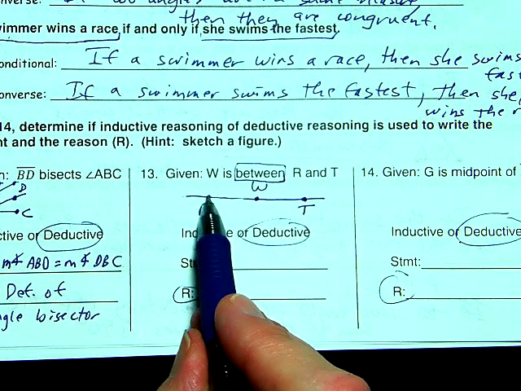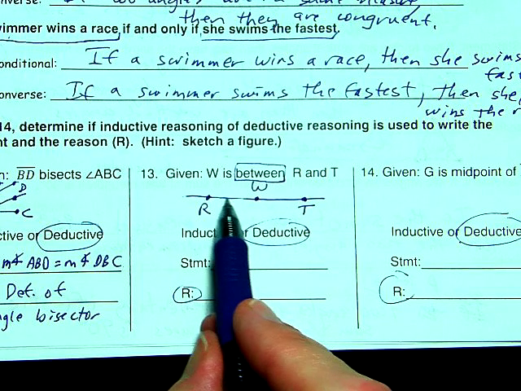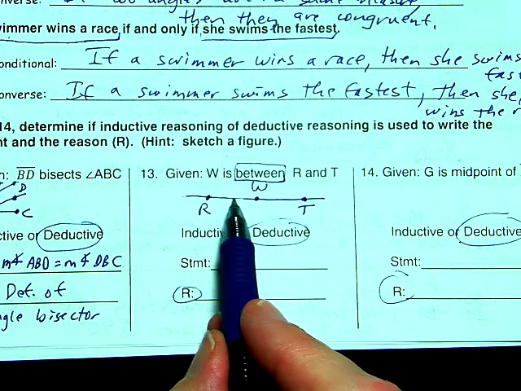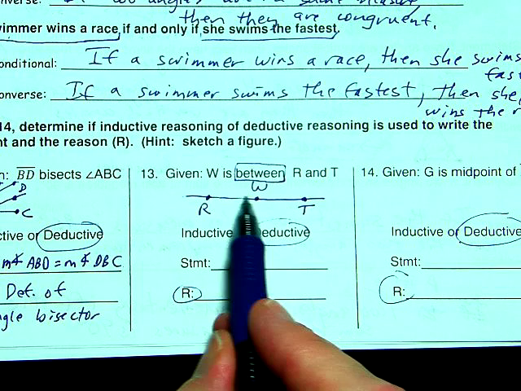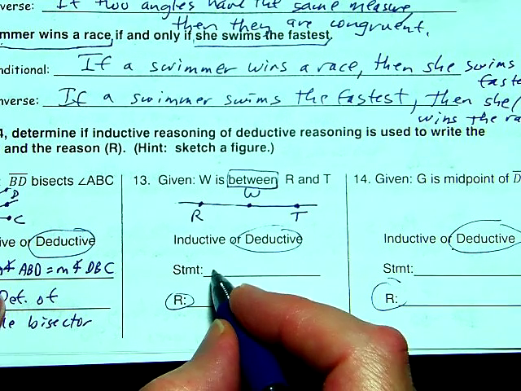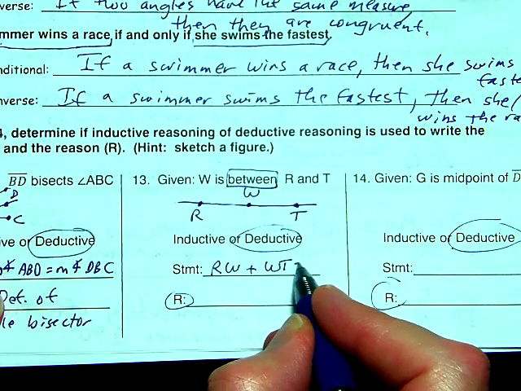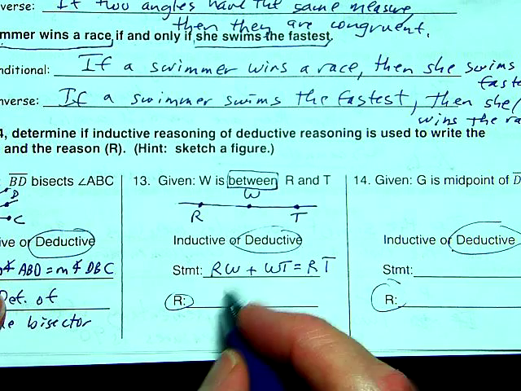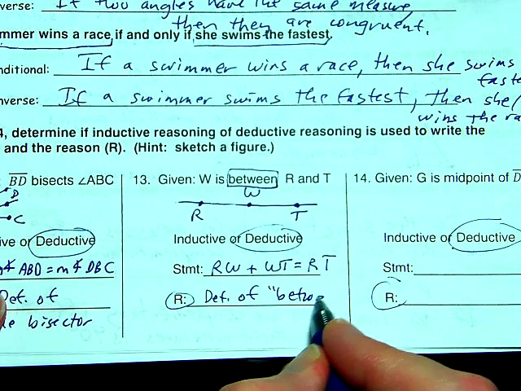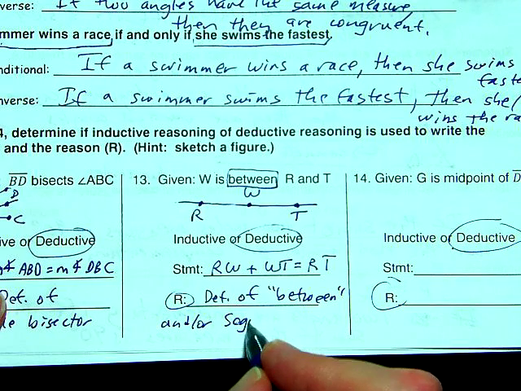Remember, the shortest distance between 2 points is a straight line. So that means that point W has to lie on the line segment RT, and then we could use the definition of in between, or we could use the segment addition postulate. You can kind of use either one. So the statement would be the measure of RW plus the measure of WT is equal to the measure of RT. And it would be the definition of between geometrically and or the segment addition postulate.